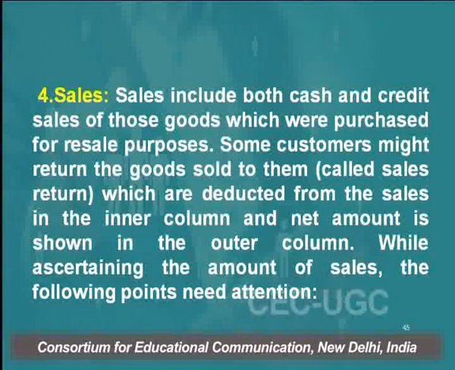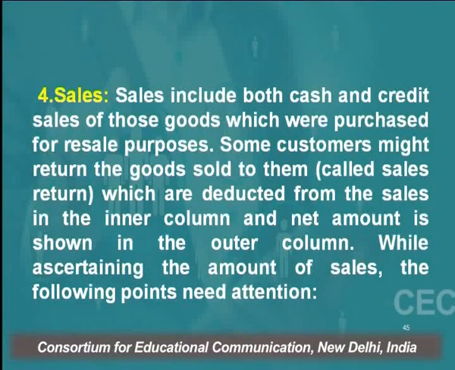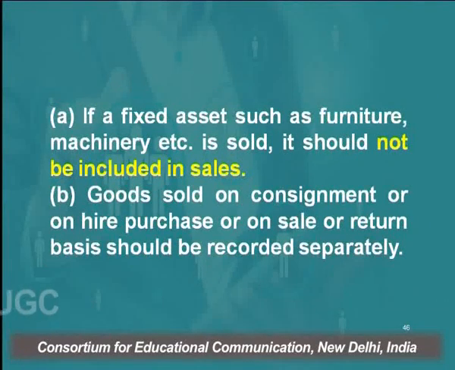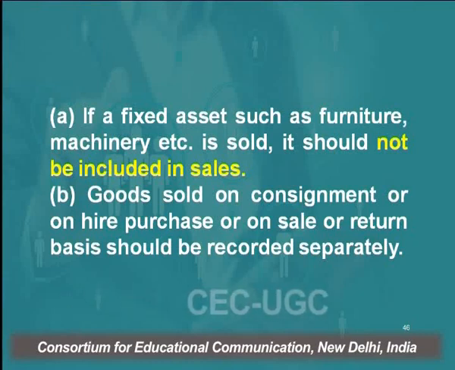The next item which appears on the credit side of the trading account is sales. Sales include all types of sales, whether cash sales or credit sales. We need to deduct sales return from this sales. The following items you need to consider while calculating sales. If a fixed asset such as furniture or machinery is sold, it should not be included in sales, because these are not to be considered as sales. If we have sold goods only, then it is to be treated as sales.